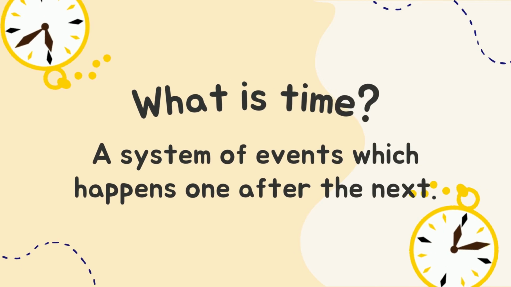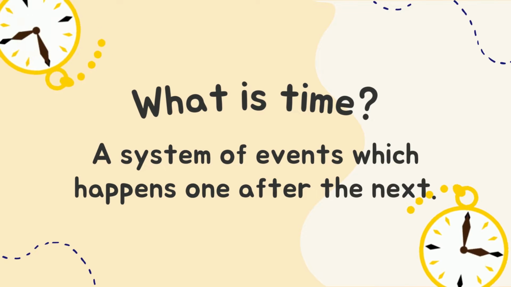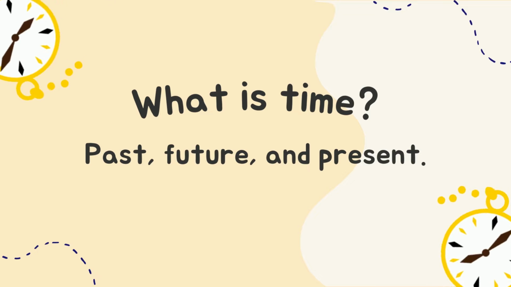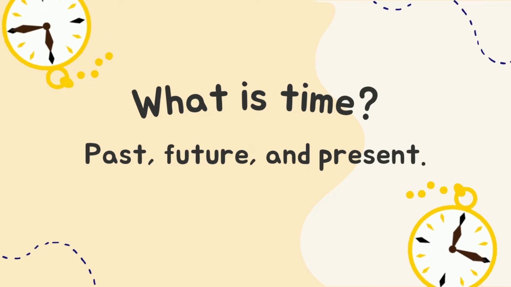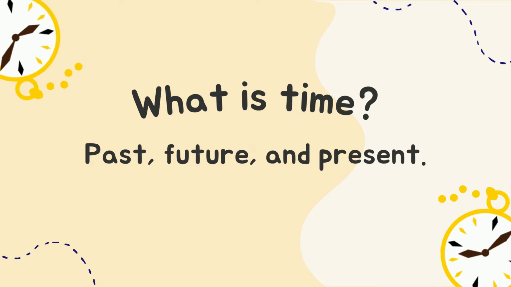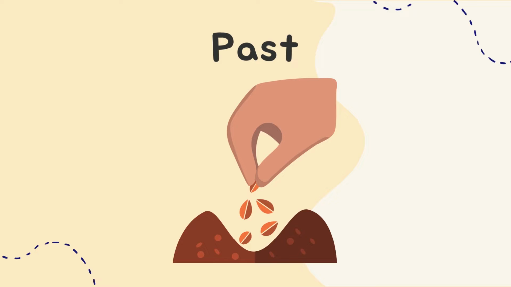What is time? Time is a system of events which happens one after the next. Time consists of the past, the present, and the future, in this exact order. Everything that happens over time cannot be reversed or redone. Time is a way to measure change.